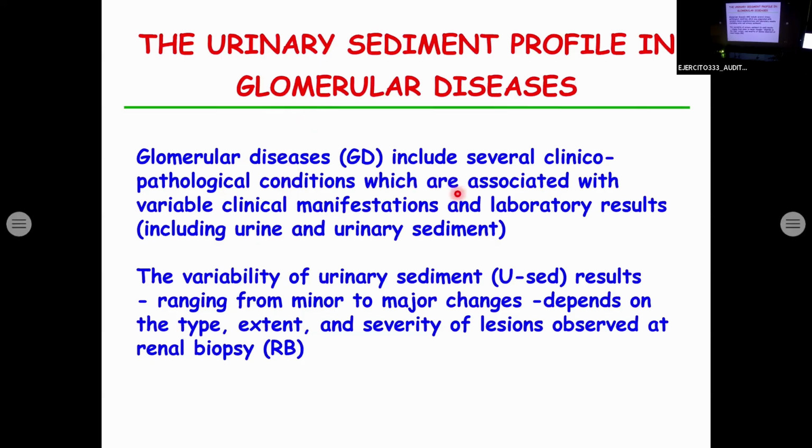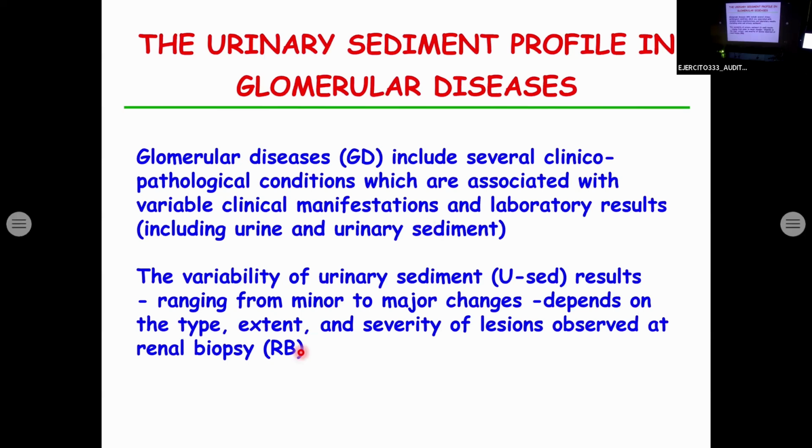Glomerular diseases include several clinico-pathological conditions which are associated with variable clinical manifestations and laboratory results, including urine and urinary sediment. The variability of urinary sediment results, ranging from minor to major changes, depends on the type, extent, and severity of lesions observed at renal biopsy. So, glomerular diseases are very complicated diseases, really.